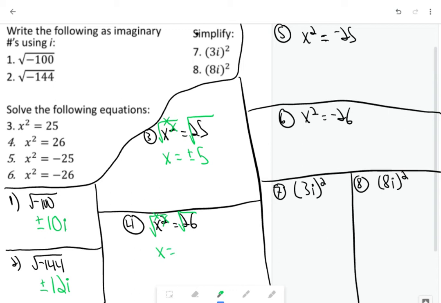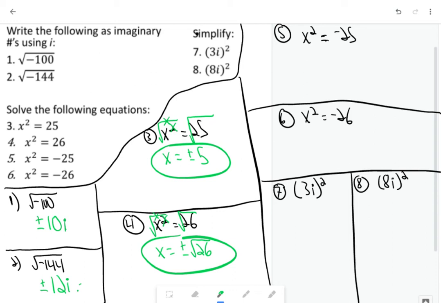The difference here would be that this 26 is not a perfect square, so I would just leave it as a square root and say that x is equal to positive and negative square root of 26. Instead of writing the decimal, I would just say x is equal to positive and negative square root of 26, since 26 is not a perfect square. Okay, so that's how we would treat it if we were in the real number system.